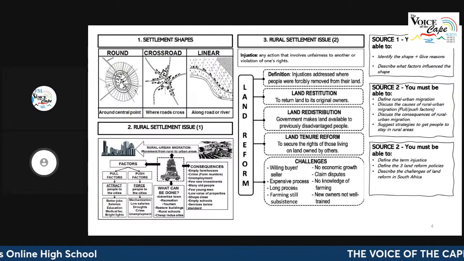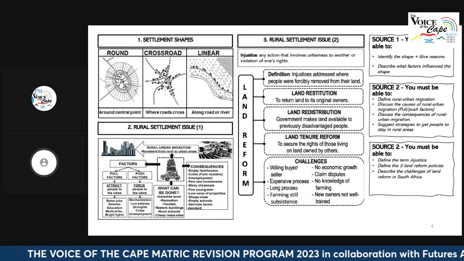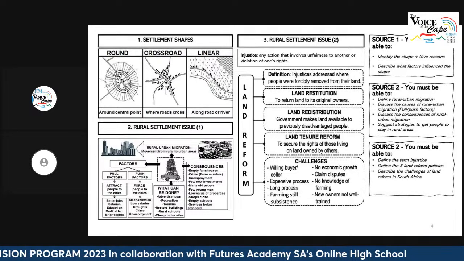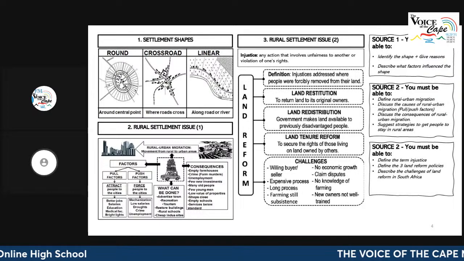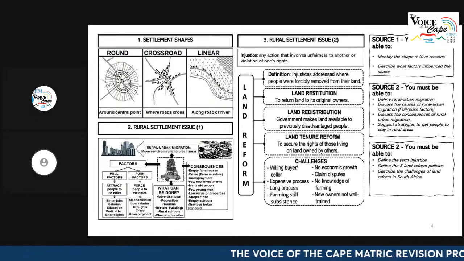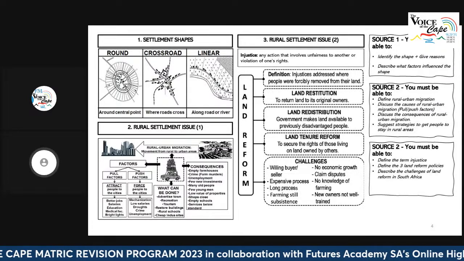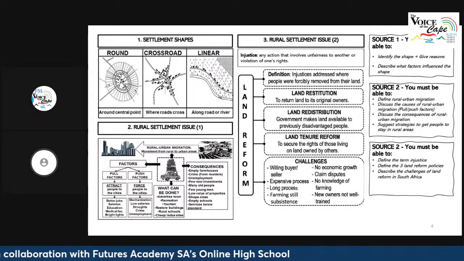So the next thing would then come in. How can we fix that particular situation? So, strategies that can be used to avoid rural urban migration or rural depopulation. Remember, that's another most important aspect in terms of your rural settlement issues. Go through it. Guaranteed it could be a question that comes out in your paper. Then we look at rural settlement issues, the second part of it, in terms of land reform. So the first settlement issue was your rural urban migration.